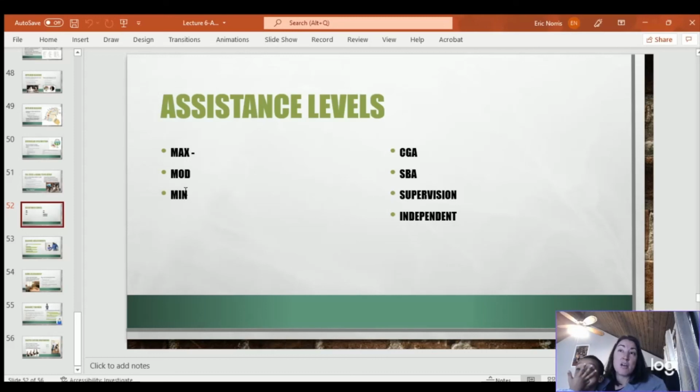Min assist, you're offering about 25% help, 25% of their body weight. Or even if you're just repositioning one limb, like the leg, as they're walking, then that's min assist. Moderate assistance, you're assisting with between 25 and 75% of their body weight. And maximum assistance, you are assisting with 75% or more of their body weight.